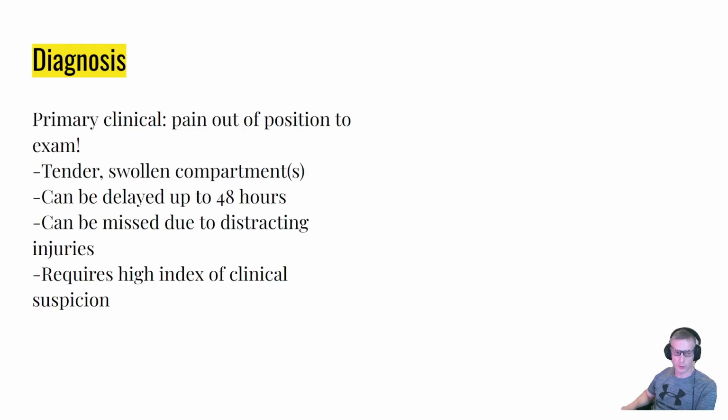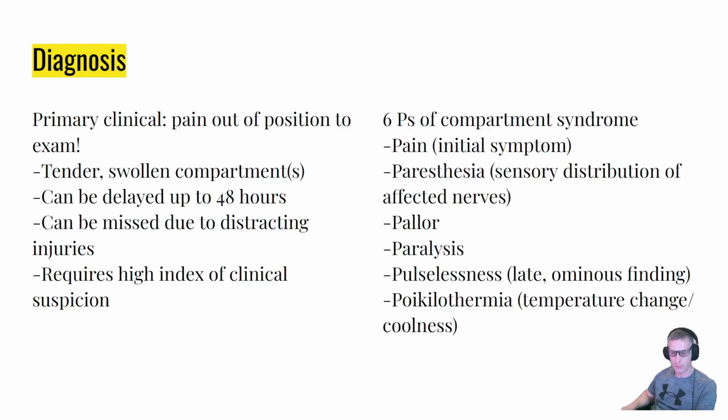So how's it diagnosed? Well, the truth is it's primarily clinical with pain out of proportion to exam. You're going to have tender swollen compartments, but that can be delayed, it can be missed due to distracting injuries, and therefore requires a high index of clinical suspicion. Most textbooks talk about the 6 Ps of compartment syndrome, which are not universally present in any given patient, but worth reviewing. Pain is the most common initial symptom, paresthesias in a sensory distribution, pallor, paralysis, which is loss of motor function, pulselessness is a late ominous finding, and poikilothermia, which is temperature or coolness felt within the affected extremity.